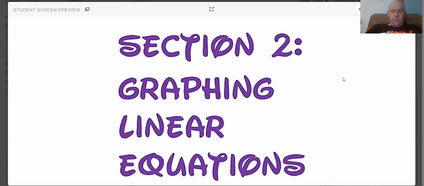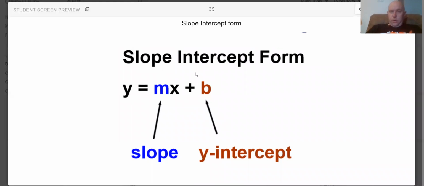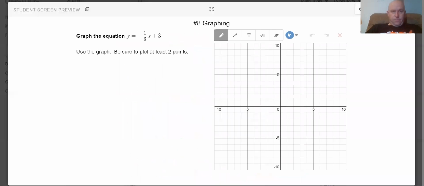Okay, this is section 2, which is graphing linear equations. And we're going to look at y equals mx plus b again, because that's our easiest way to graph things. The number in front of the x tells you your slope, which is rise over run. And the number without the x is your y-intercept. We've put plus b here. If it says negative b, then it just means that the y-intercept is negative.